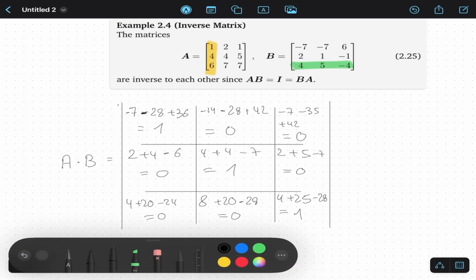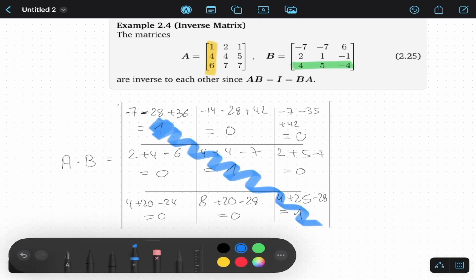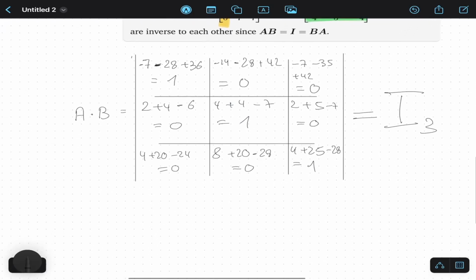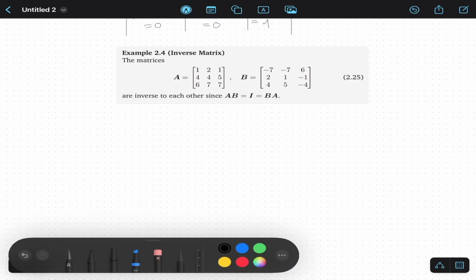So what do we have? We have 1, 1, 1. So it is an identity matrix. They have not lied. Okay, but the other way around as well, right? Yeah, I think this technique is quite good. Let's try to choose a different pen.